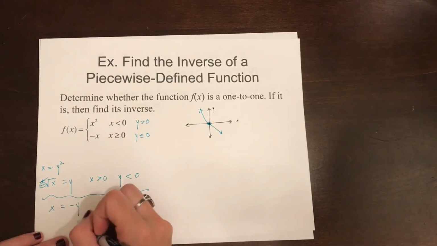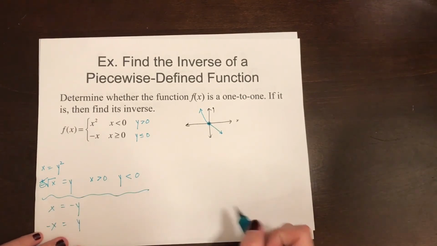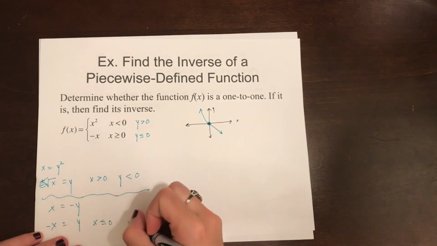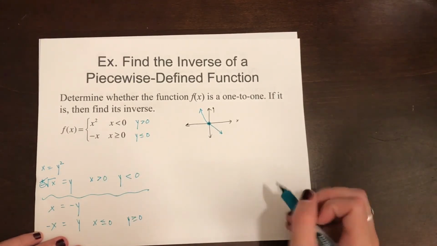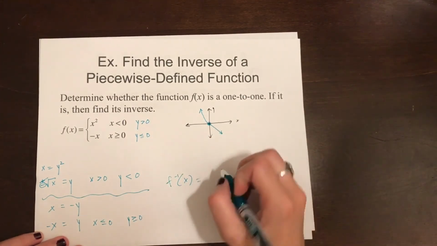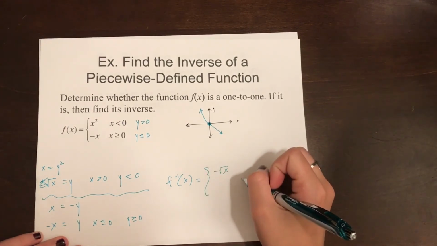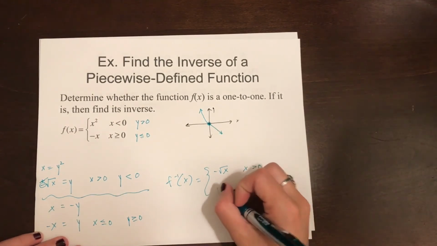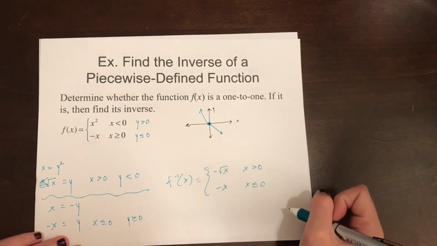Then for the second part, it's pretty easy, so switching the x and the y, we just get y equals negative x again. This is going to be for x less than or equal to 0 and y greater than or equal to 0. So f inverse will be equal to the negative square root of x for x greater than 0, and then negative x for x less than or equal to 0.